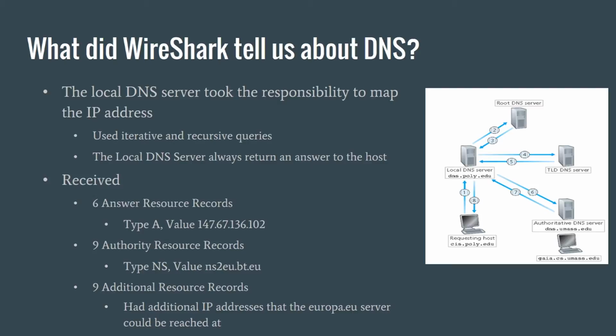So the property for the iterative query is when the host sends the request to the local DNS server, and the local DNS server takes the responsibility. The recursive property is when the local DNS server sends a request to the root DNS, and then it receives the information back from the root DNS server. And it still maintains the responsibility to map the path to the file that we're downloading. So that's how it has both the iterative and recursive properties.